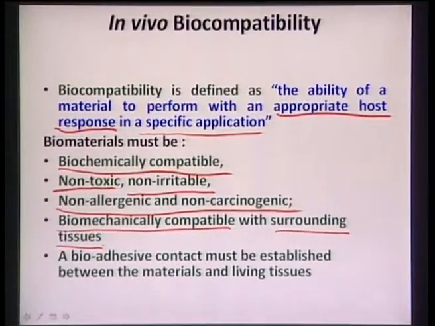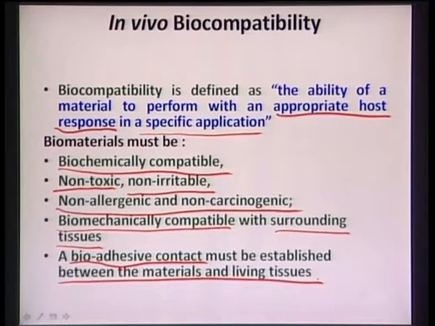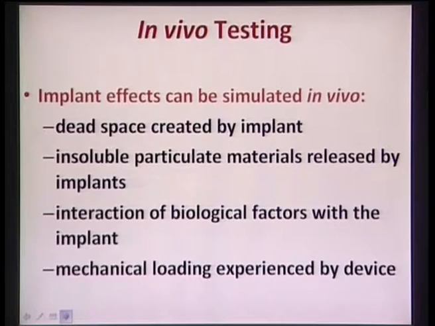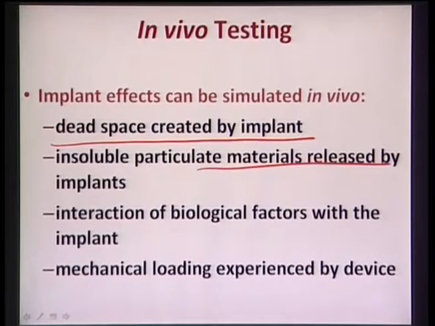The last point I have mentioned here is that bioadhesive contact must be established between the materials and living tissues. Bioadhesive contact means there should be some kind of biological contact. When a material is implanted, if a capsule tissue is formed around the implant, that is desirable for good in vivo biocompatibility. Now, these implant effects can be simulated in vivo, that is, dead space created by the implant, and insoluble particulate materials released by implants. These are factors you can easily assess during in vivo testing.